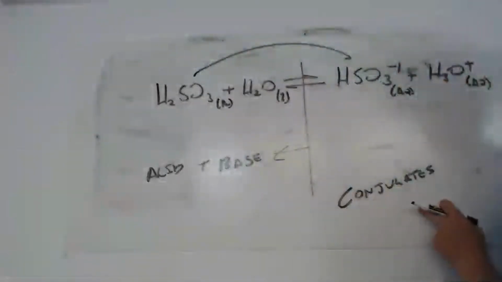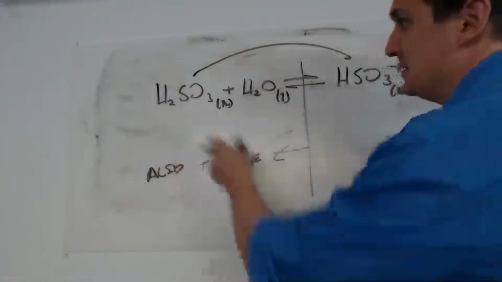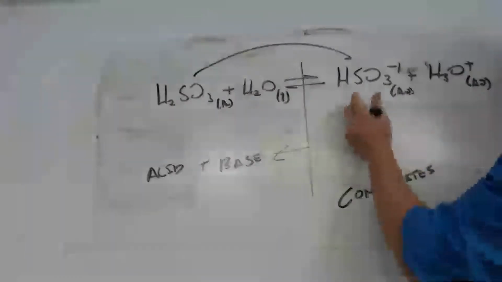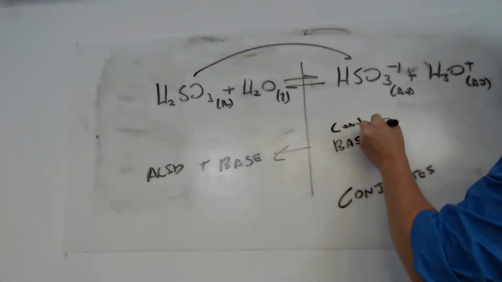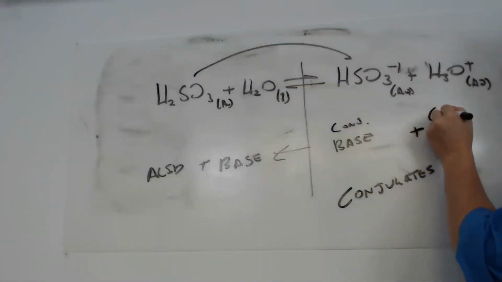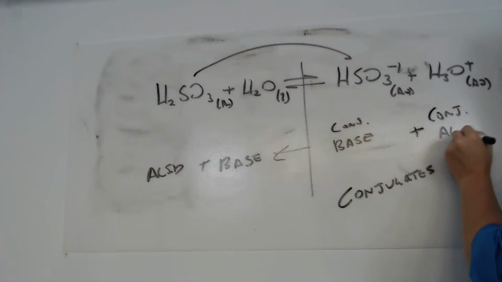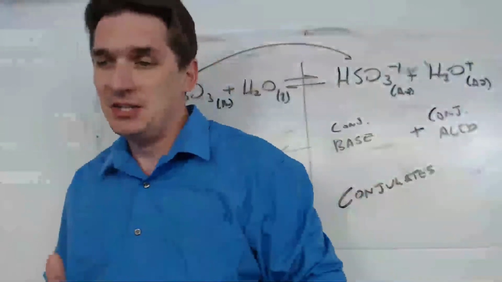So on the opposite side are the conjugates. The conjugate base is whatever the acid became. So we have H2SO3, it loses a hydrogen. So this is the conjugate base. The base, when it accepts a hydrogen, going the reverse way is going to act like an acid. So this becomes the conjugate acid.